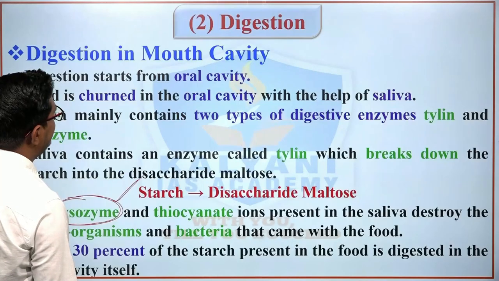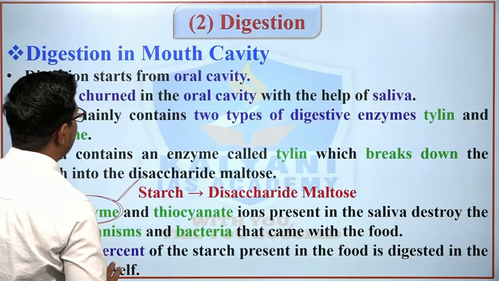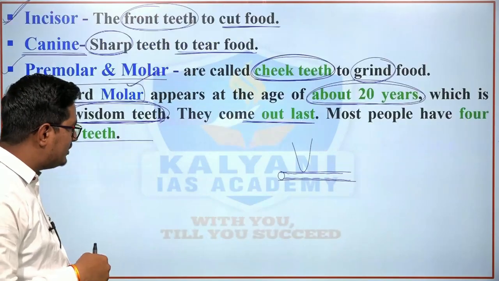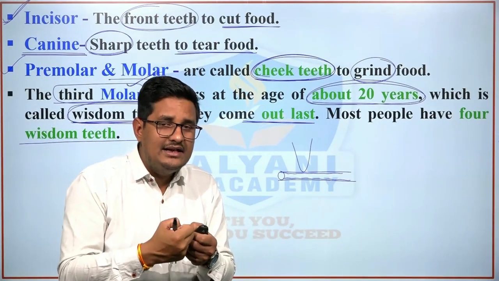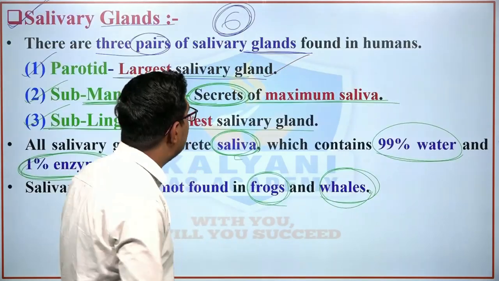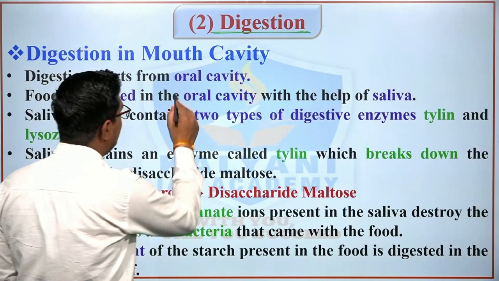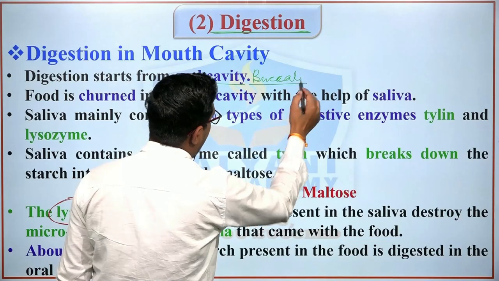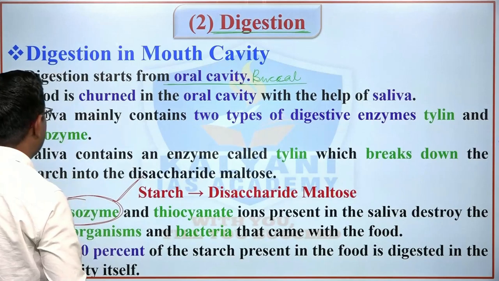So in this way we have understood the whole process here. Now we will study digestion, right? Why digestion? Because we have already read about ingestion. Ingestion is the process of taking in food, and the buccal cavity is the site of taking in food in humans. Now comes digestion, right? So digestion starts from the oral cavity or buccal cavity, right? This question has been asked in many examinations. So digestion starts from the oral cavity or buccal cavity.